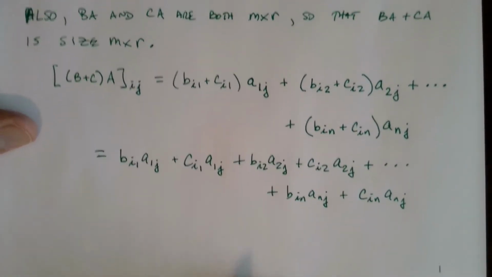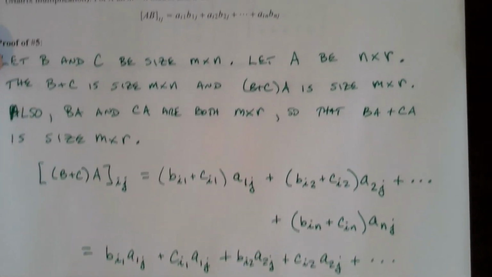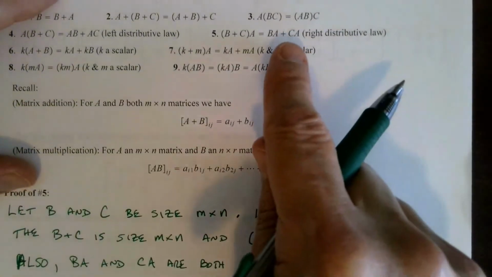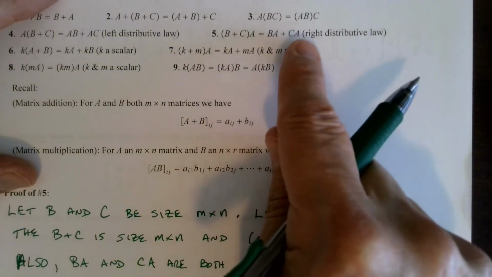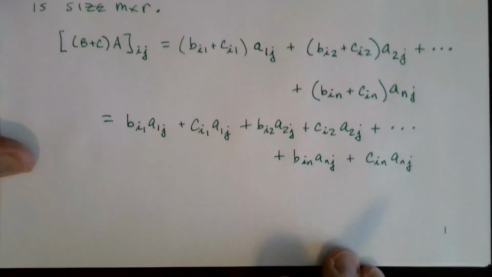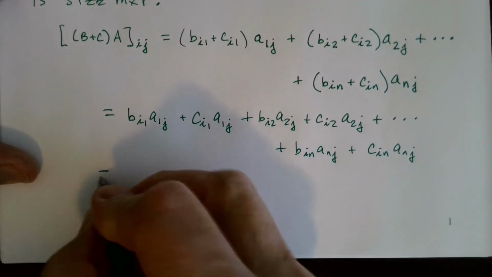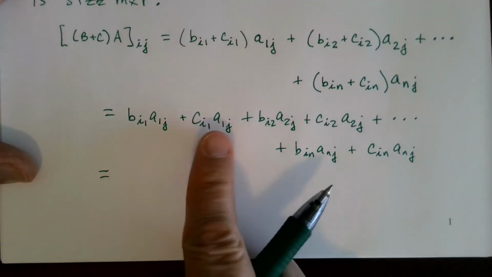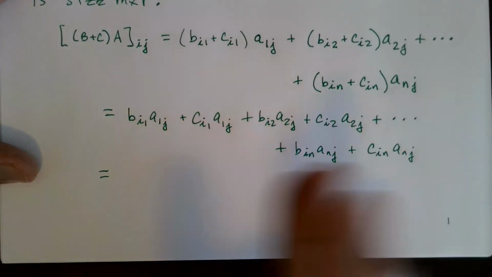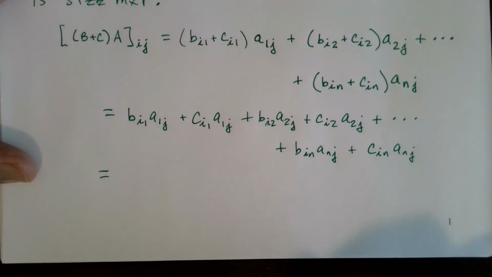Okay. So where are we trying to get to? Don't forget where we're trying to get to. We're trying to get to the ijth entry of BA plus CA. And we're almost there. To see it clearly, I'm simply going to rearrange. If I'm adding a bunch of real numbers together, can I rearrange the order I add them in? Yeah. For instance, 3 plus 4 plus 2 is the same as 4 plus 2 plus 3, which is the same as 3 plus 2 plus 4. It doesn't matter the order we arrange them in.